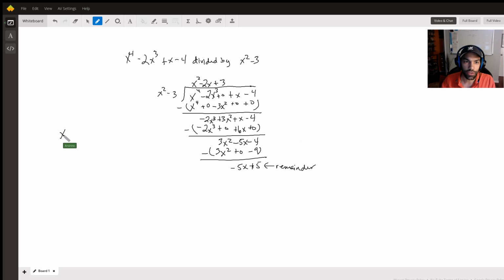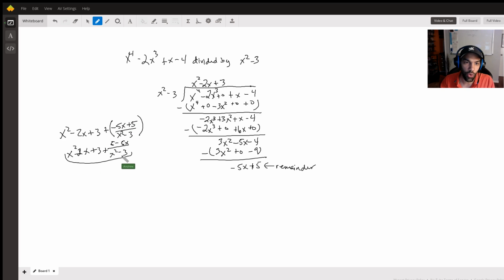So you can write it like this, which is x squared minus 2x plus 3, and then you would add this remainder here. So you would add this remainder 5x plus 5 over this here, x squared minus 3. So you can do it this way. If you want to, you can switch around this 5 to make it a little bit nicer looking. So just move the 5 over to have it as x squared minus 2x plus 3. And then you can just say plus 5 minus 5x over x squared minus 3.